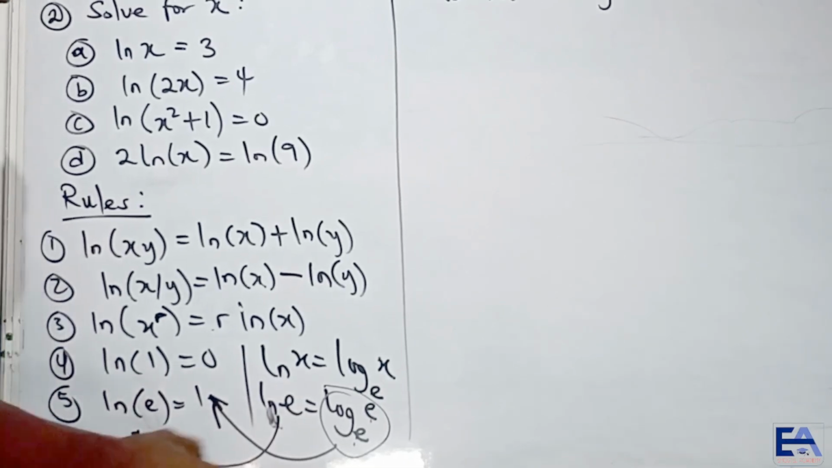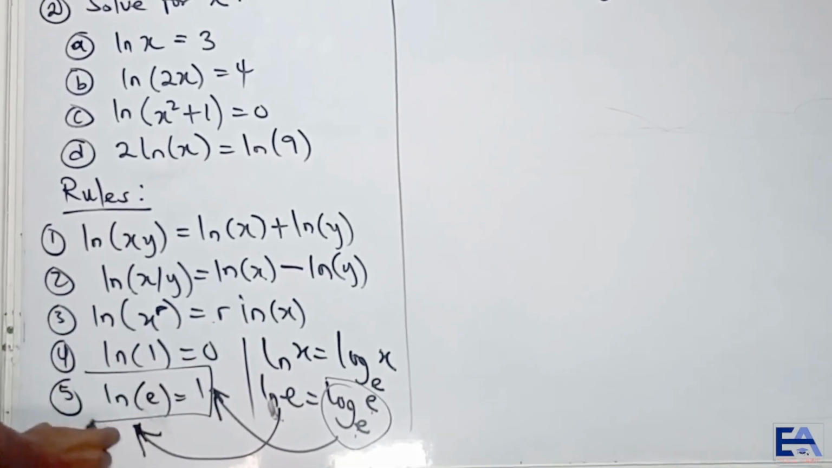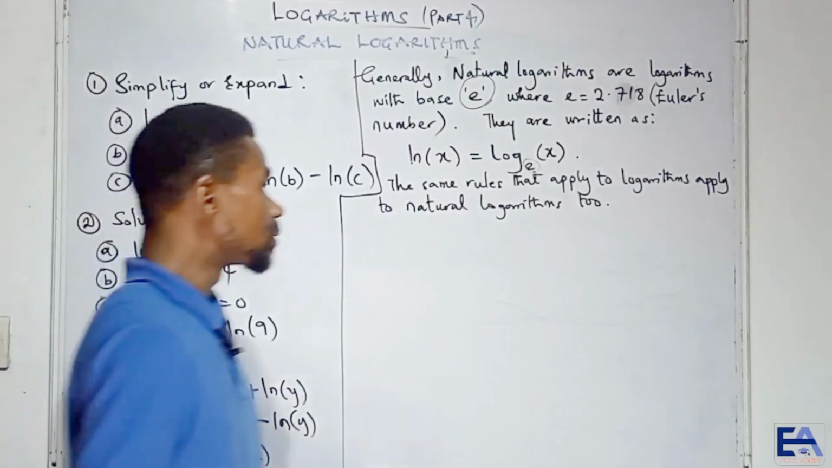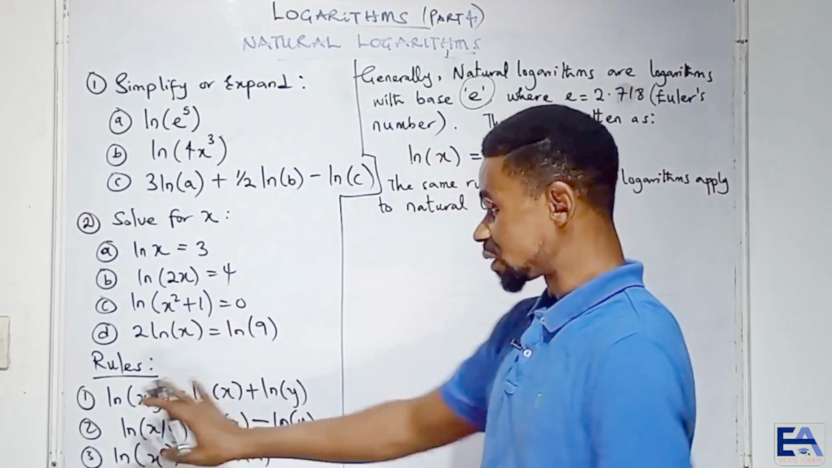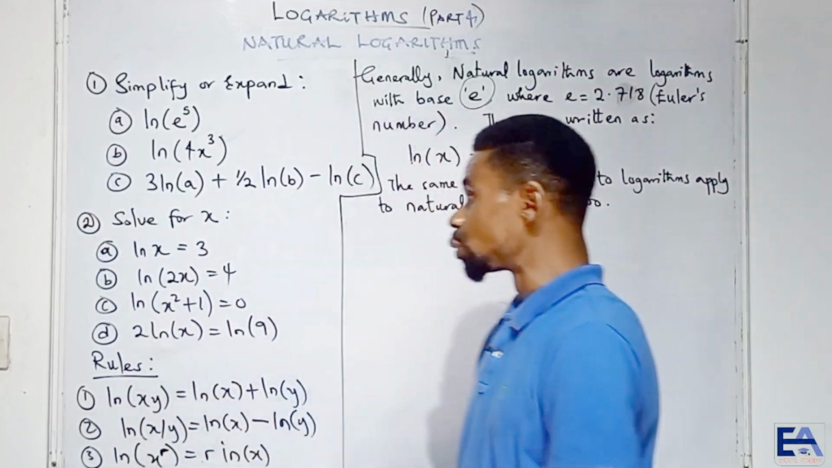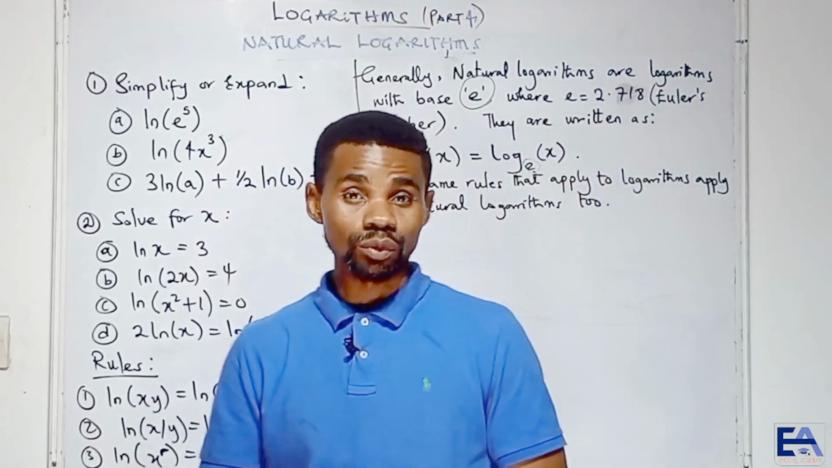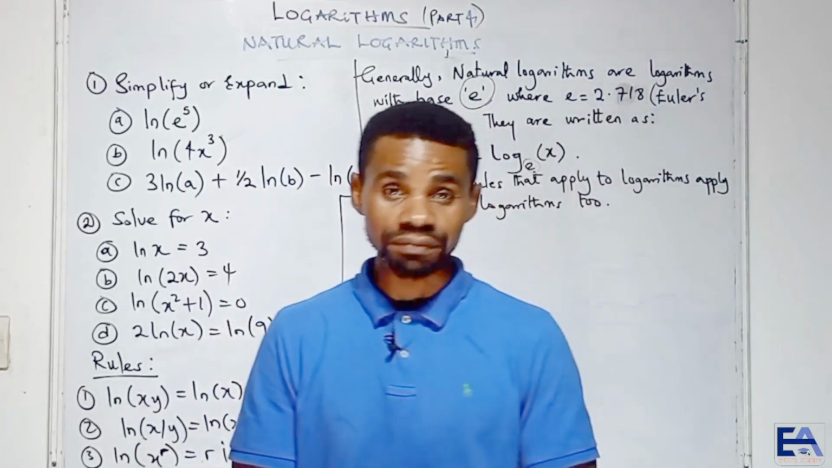So it's quite simple. Just have it at the back of your mind that ln e is equal to 1. Good. So having said all of this and recited all of those rules, let us quickly solve all of these questions and then we call it a wrap afterwards.